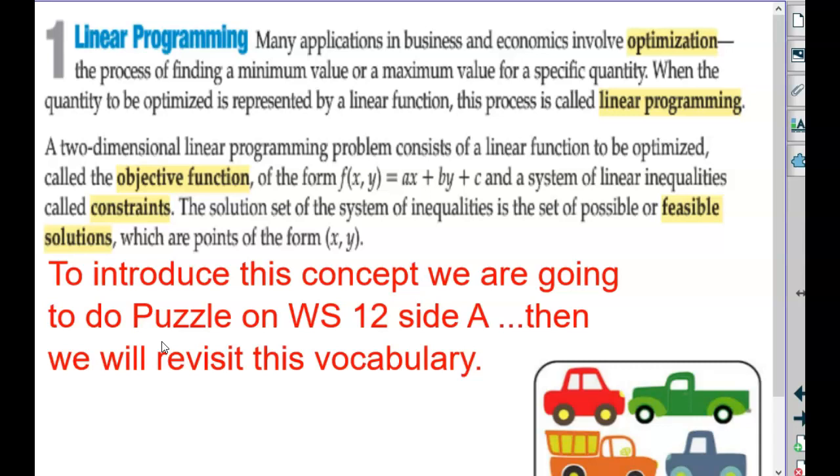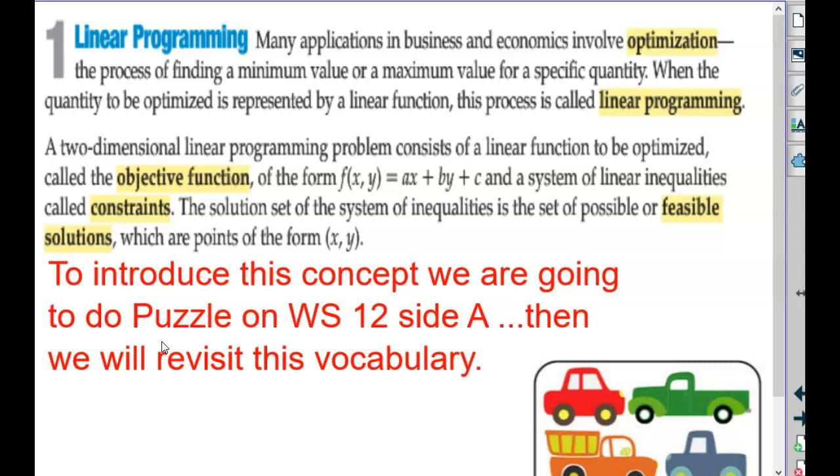So you can find maximums and minimums using this process called linear programming. A two-dimensional linear programming problem consists of a linear function to be optimized called the objective function. Okay, yesterday's objective function for the bakery was the profit function, at the very end as you raced out the door. Remember at the end, we had like $3 for one kind of cookies and $2 for the other. That's the objective function, what you want to maximize or minimize.